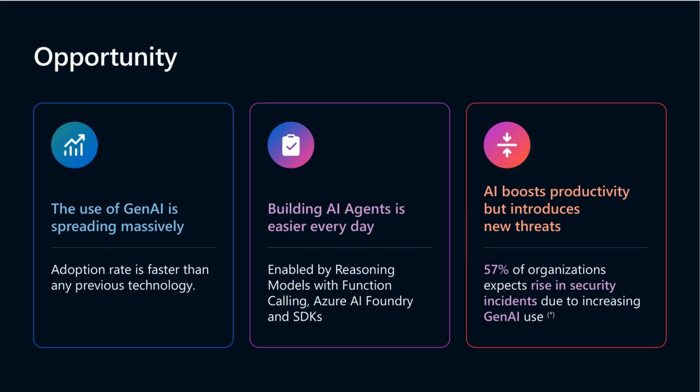Generative AI adoption is skyrocketing across industries, creating huge opportunities but also introducing new security risks. According to Microsoft surveys, nearly 60% of organizations anticipate a rise in AI-connected security incidents. This makes it crucial to design security from the ground up, especially around identity management. Tools like Azure AI Foundry and SDKs make it easier to build AI agents, but without a solid identity architecture, risks multiply. In the session demo, zero trust principles were central.